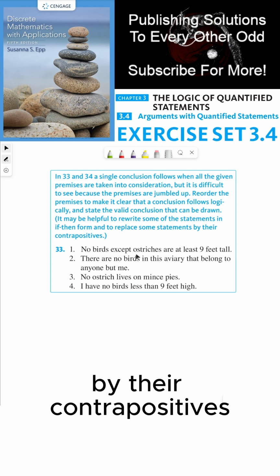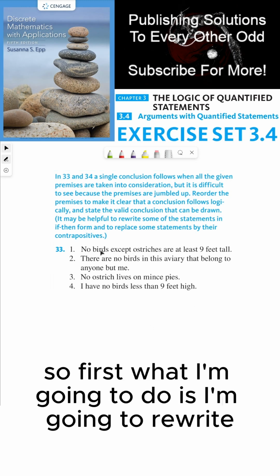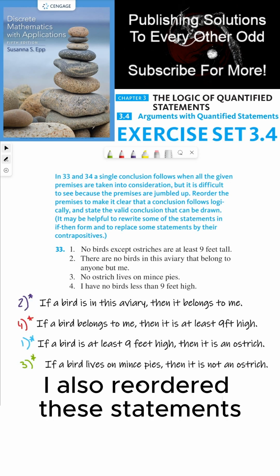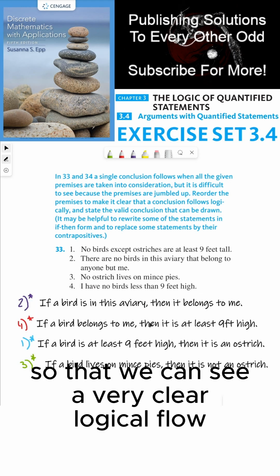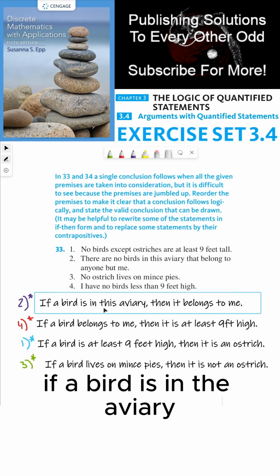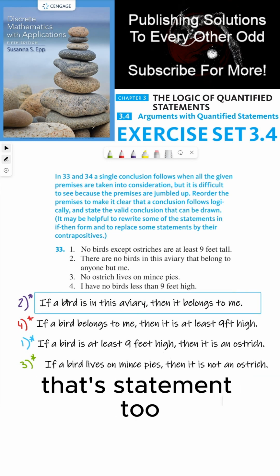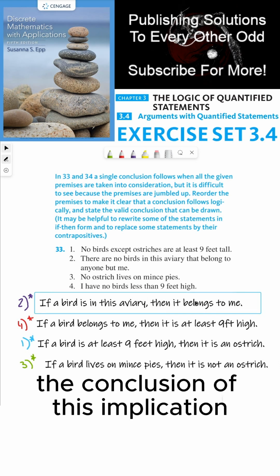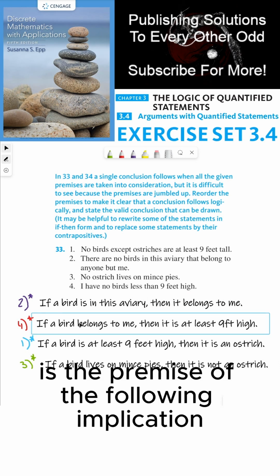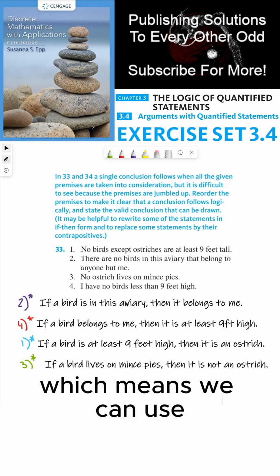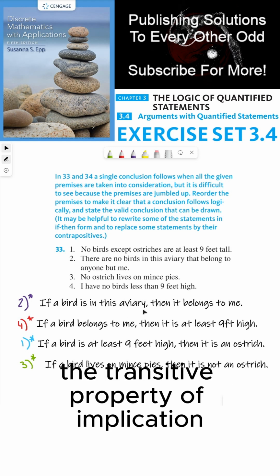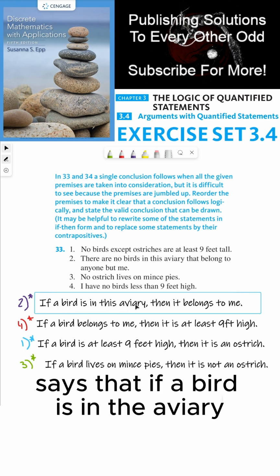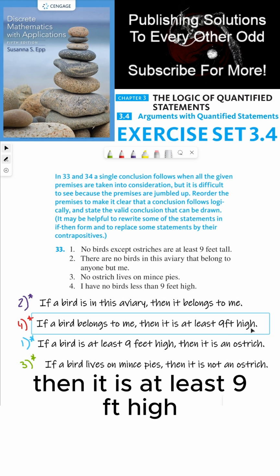So first what I'm going to do is rewrite each of these statements in if-then form. I also reordered these statements so that we could see a very clear logical flow. If a bird is in the aviary, then it belongs to me. That's statement 2, but written in if-then form. But if you notice, the conclusion of this implication is the premise of the following implication, which means we can use the transitive property of implication to show that 2 and 4 says that if a bird is in the aviary, then it is at least 9 feet high.